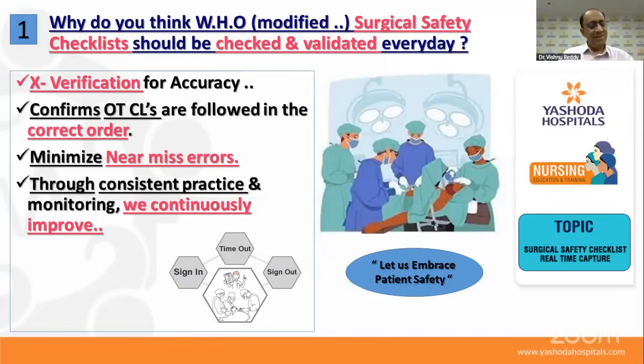So the surgical safety checklist has a few goals. One is to enhance patient safety, which is very, very important. Second, it promotes team communication. The whole team should be present when we are identifying and acknowledging that this is the correct site and the correct patient we have taken.